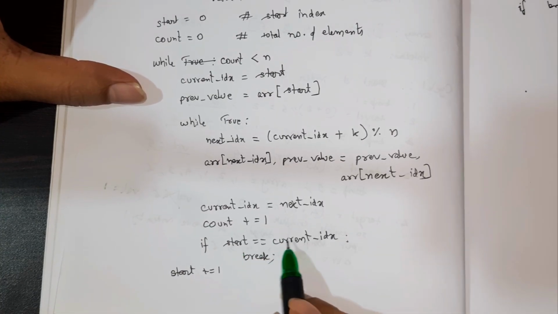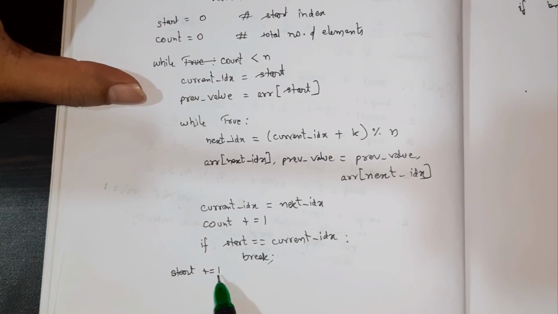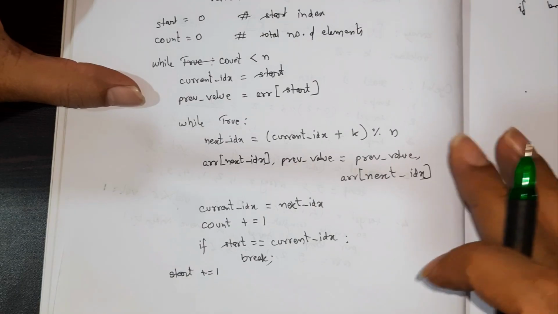And we break if we reach the start again, meaning one cycle is complete. So basically if start is equal to current index, your cycle is complete, so you break it and you increment the position of the start. So next time it is going to start from 1 and not from 0. It will be more clear when we go through the example.